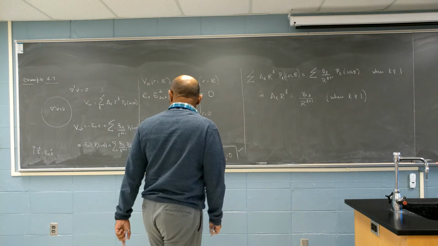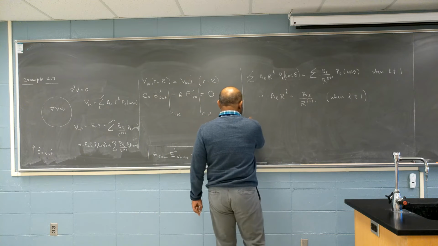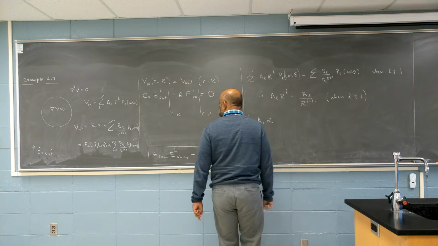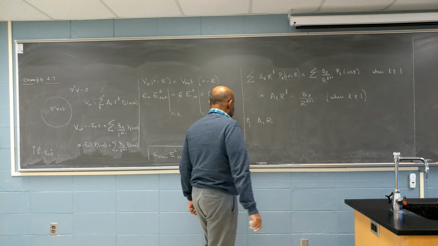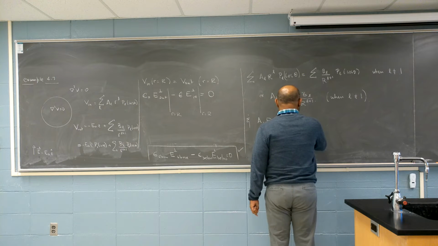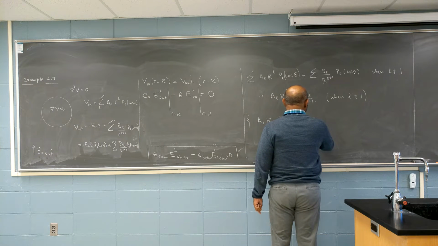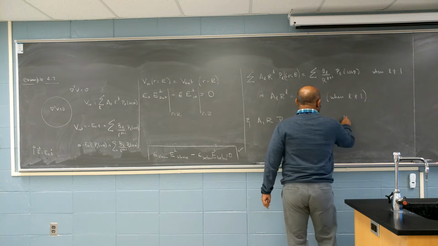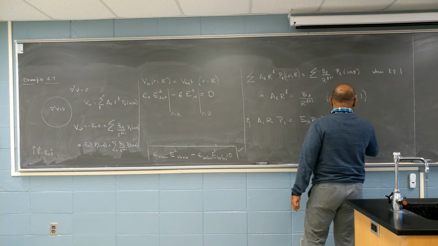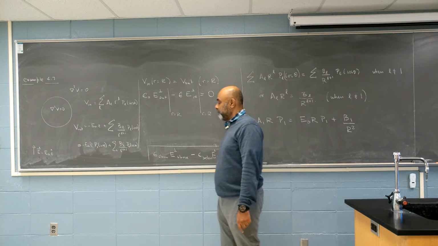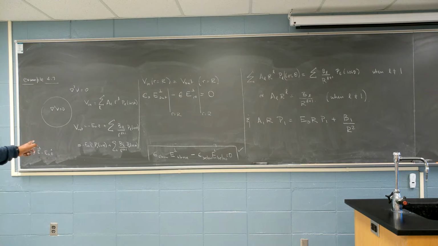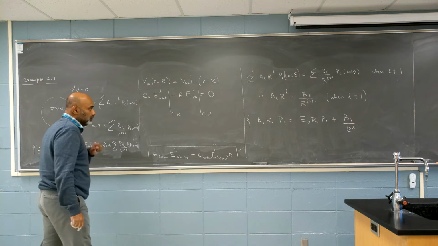That'll make your life a little easier. And A1 R P1 is equal to minus E0 R P1 plus B1 over R squared. Isn't that true? The P1 contribution comes from both terms of minus.